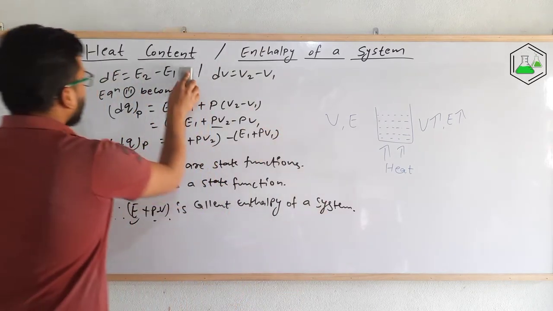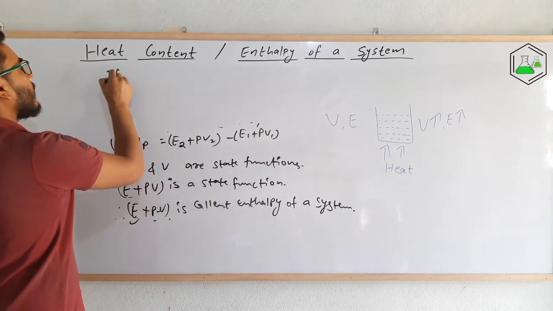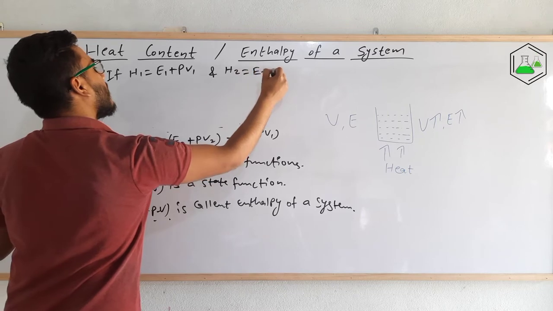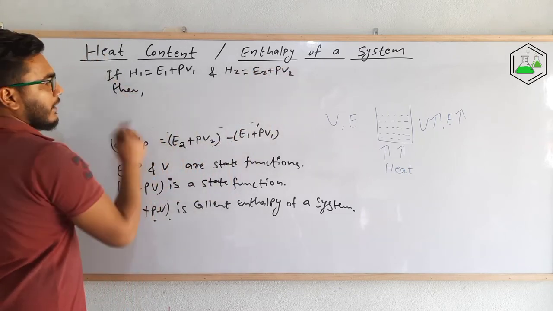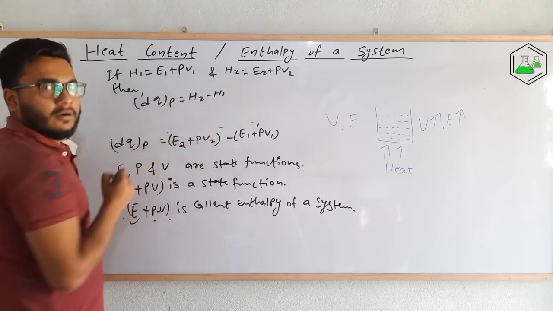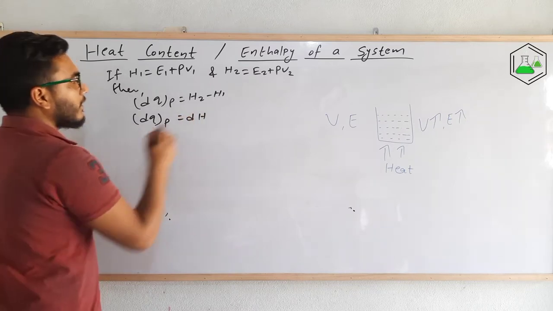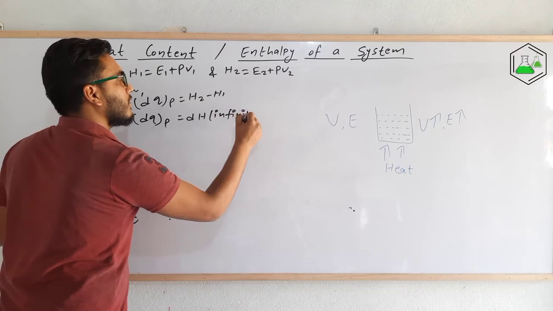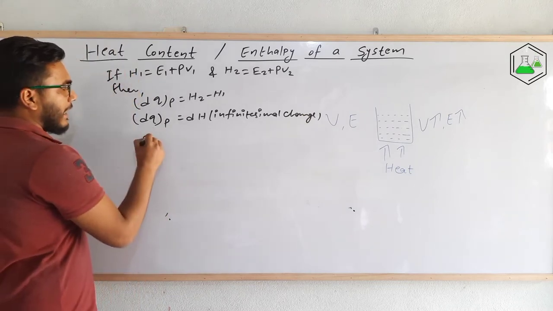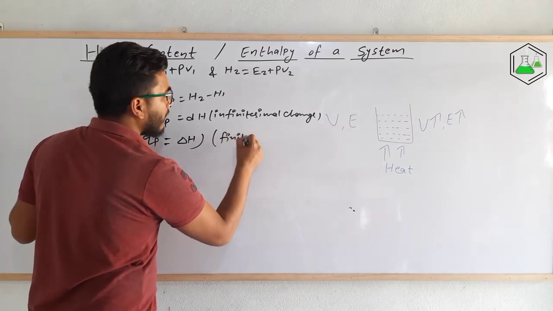Now let's see what we get further. If H1 is equal to E1 plus PV1 and H2 is equal to E2 plus PV2, then this equation can be written as dQp is equal to H2 minus H1, right? This can further be written as dQp is equal to dH. This is for the infinitesimal change. But for finite change, this expression can be written as Qp is equal to delta H. Now, this is for the finite change.